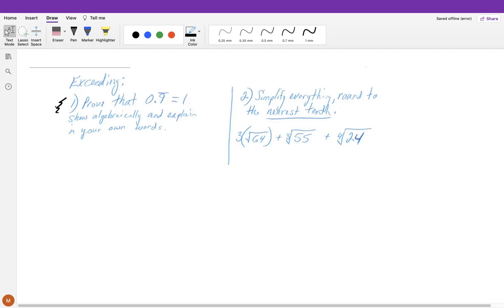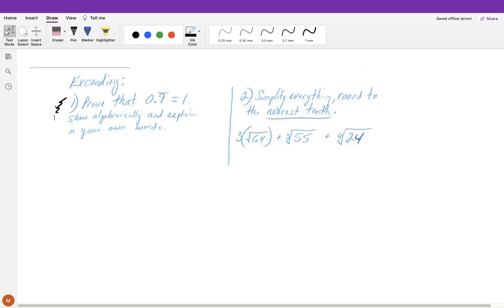But when it says explain in your own words, a lot of you only did one or the other. Some of you tried to explain it, but didn't show me algebraically. Some of you showed me algebraically, but didn't explain it. So make sure that you are answering all parts of these questions. So prove that 0.9 repeating is actually equal to 1.